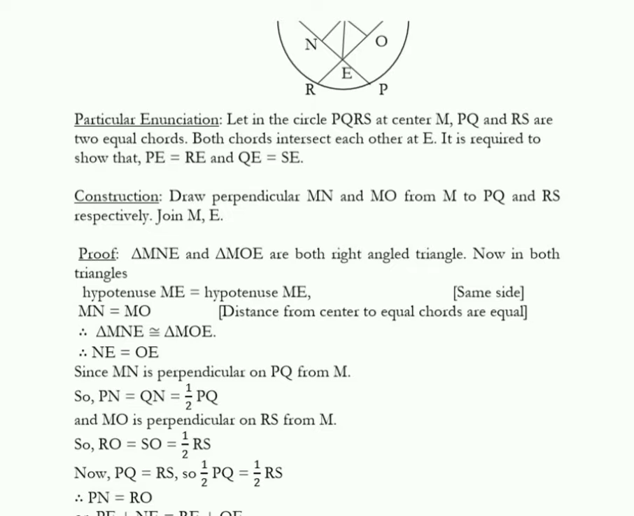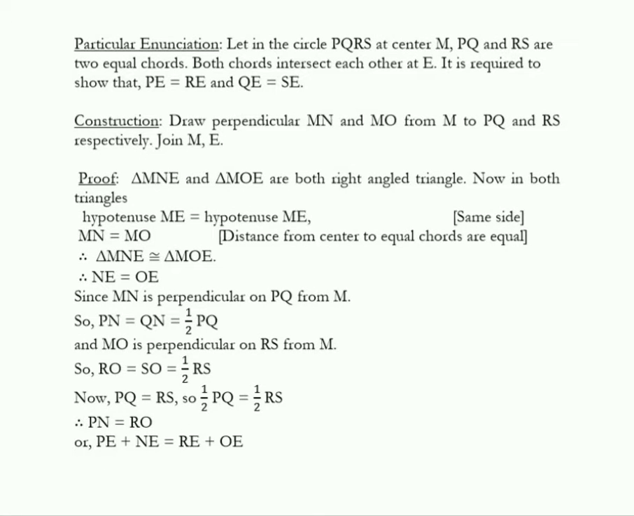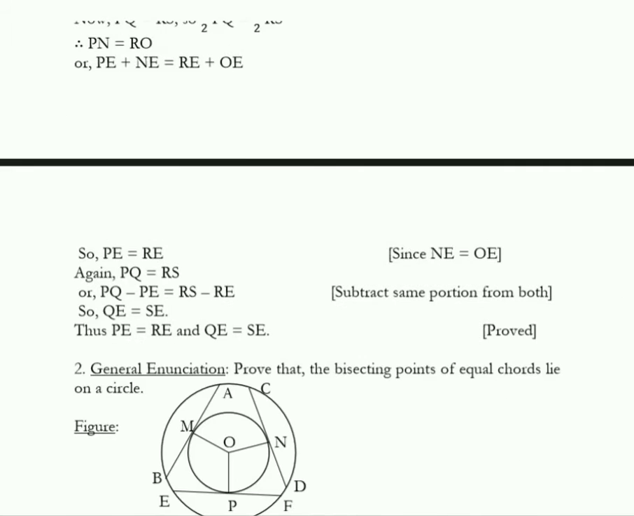Now PN can be written as PE plus NE and RO can be written as RE plus OE. আমরা একটু আগেই প্রুফ করেছি NE equals OE. So এই PE থেকে যদি আমরা NE আর RO থেকে যদি OE বাদ দিই তাহলে থাকছে PE equals RE. So we can easily write PE equals RE.